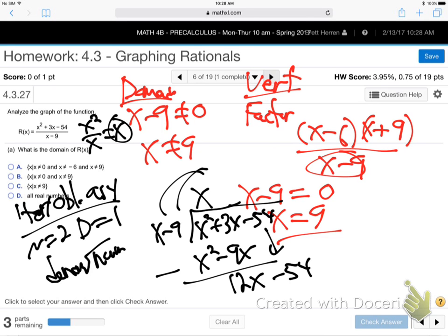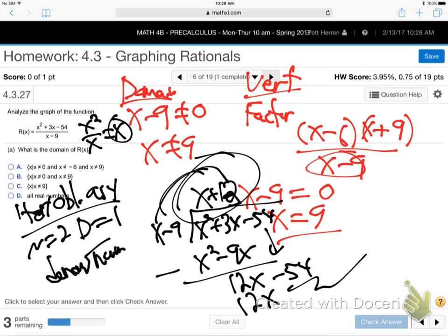Okay, next step. Can we do another step? What do you put here? Times x that'll match 12x. Well, positive 12, that's 12x, and who cares? The rest is remainder. So there it is: y equals x plus 12 is my asymptote line, my diagonal asymptote line. Good on that? Does that make sense? Questions?